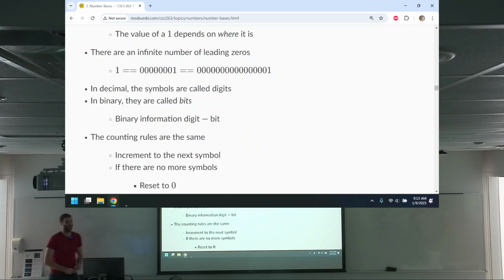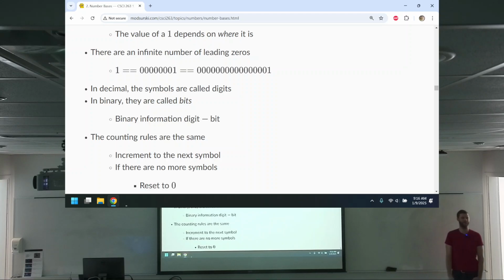And the counting rules are the same. Increment to the next symbol. If there are no more symbols, reset to 0 and increment the next thing. So let's count binary. 0, that means 0. What comes after 0? 1. Okay, what comes after 1? 2. Uh-oh, we don't have a 2. So what do we do? We reset this to the first symbol, 0, go to the next one and increment.